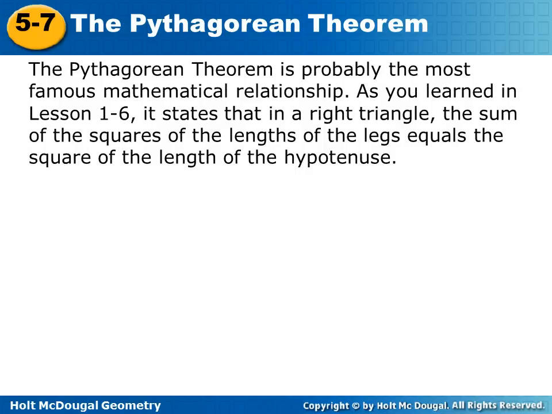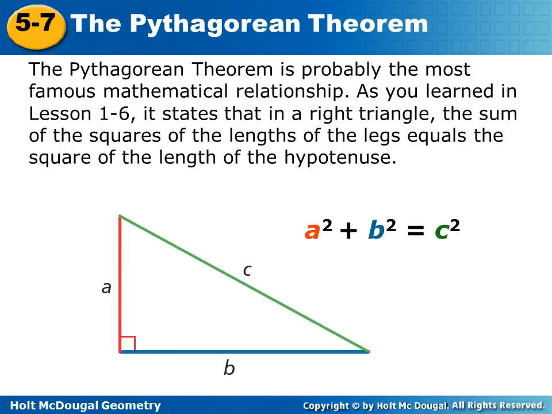As you've learned long ago, it states that in a right triangle, the sum of the squares of the lengths of the legs equals the square of the length of the hypotenuse, better known as a squared plus b squared equals c squared. And the sides of the triangle are corresponding colors with the letters in the formula.